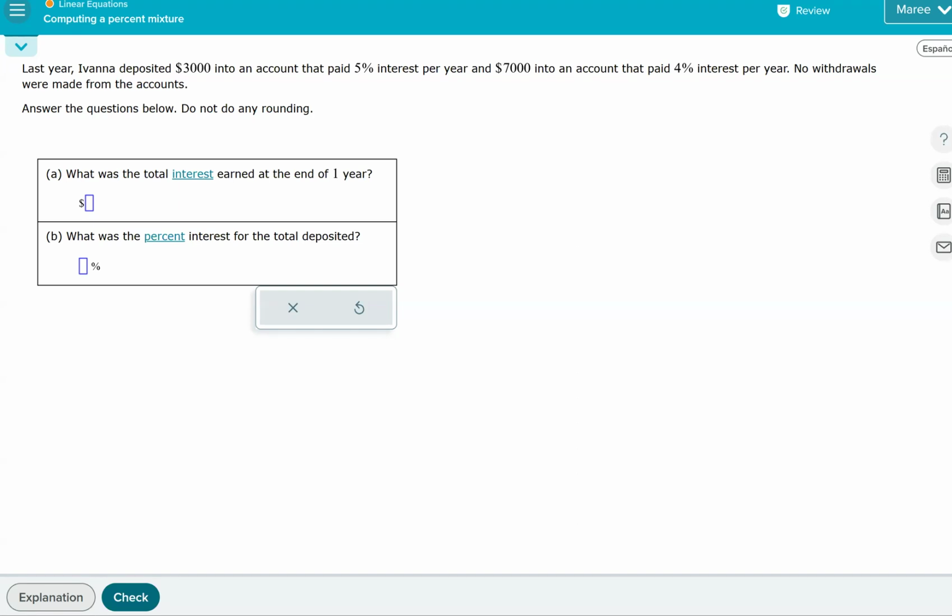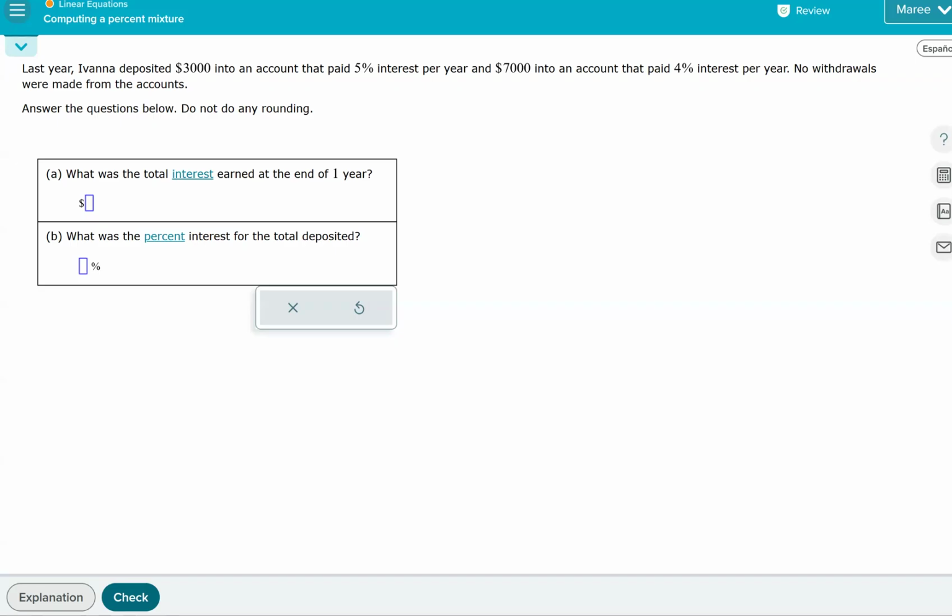Last year, Ivana deposited $3,000 into an account that paid 5% interest per year and $7,000 into an account that paid 4% interest per year. No withdrawals were made from the accounts. Answer the questions below. Do not do any rounding. Because there's no withdrawals made, we can just do 5% of 3,000, and that's how much they made in the year. And then 7,000 times 4%, and that's how much they made in that account. So then if we add them together, we'll get the total interest.